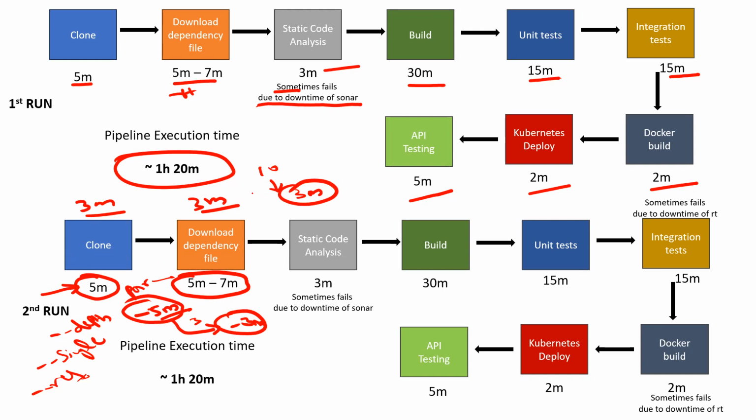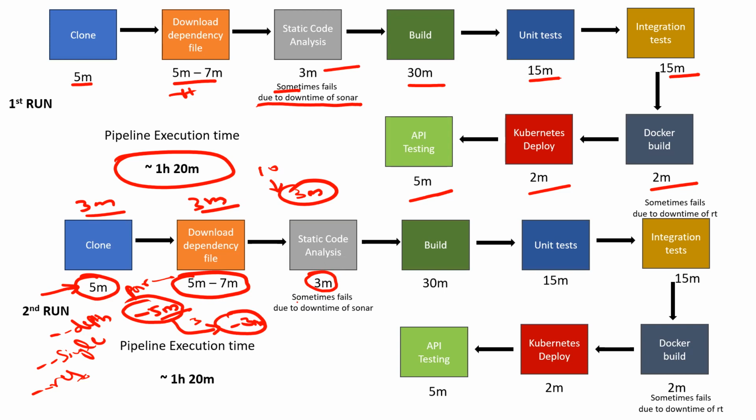Then next is static code analysis. This is also very important. Maybe 3 minutes is okay. It might take this much time because it has to communicate with SonarQube, get the quality gate status, and then respond back to Jenkins. So I would say 3 minutes is still okay.